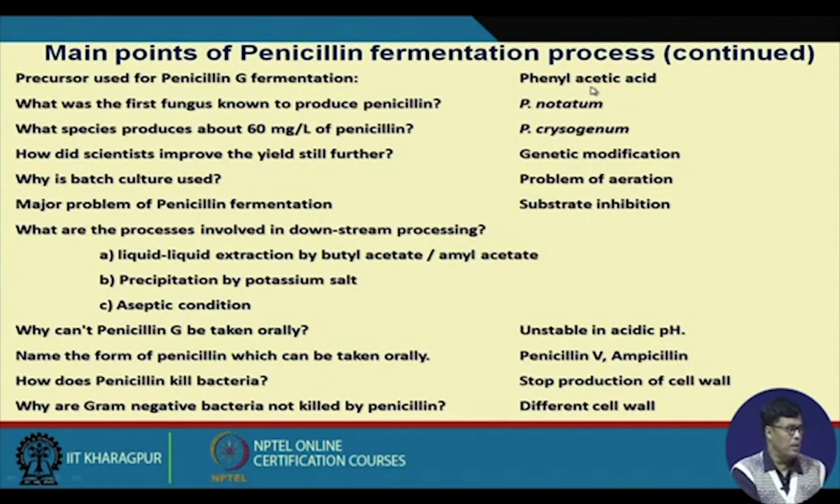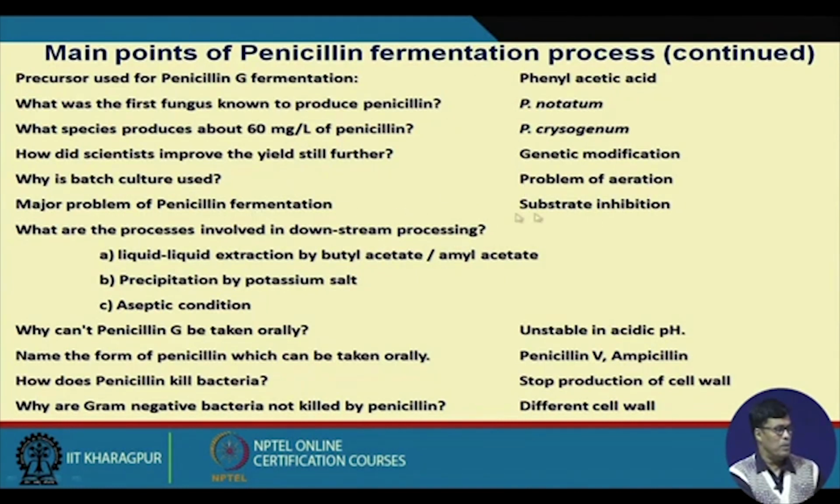What is the precursor of penicillin G? That is phenylacetic acid. If I ask you what is the precursor of penicillin V? Phenoxyacetic acid. What was the first fungus known to produce penicillin? That is Penicillium notatum. Which species produces 6 milligrams per liter of penicillin? This is Penicillium chrysogenum. How did scientists improve the yield still further? By genetic modification. Which culture is used? Batch culture. Why is batch culture used? Because of the problem of aeration.